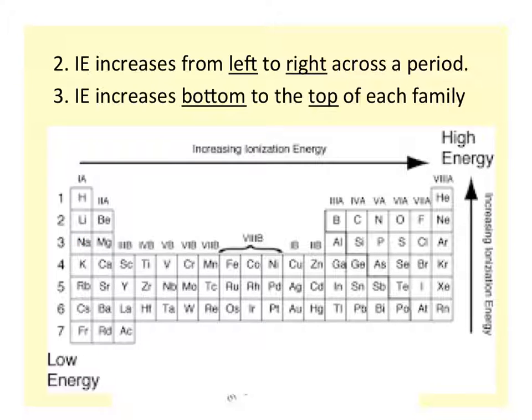Ionization energy also increases from the bottom to the top of each family. So this corner up in here has very high ionization energy. It's very difficult to remove electrons. This little corner over here in the bottom left, it is very, very easy to remove electrons from this area of the periodic table.